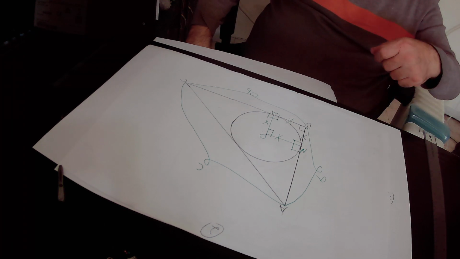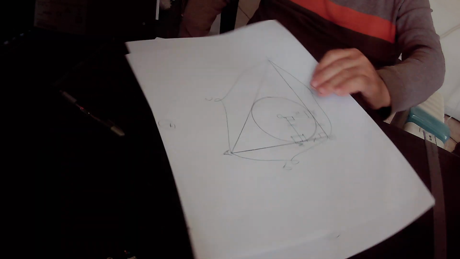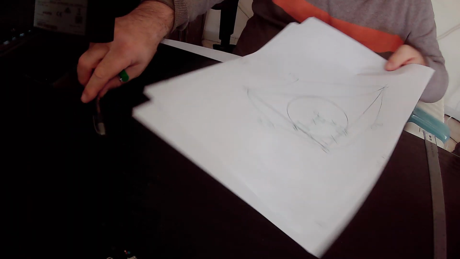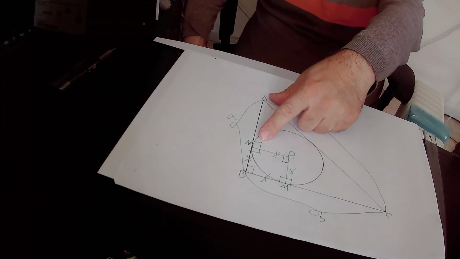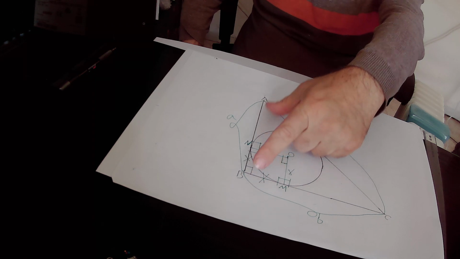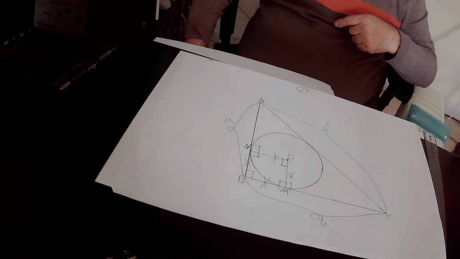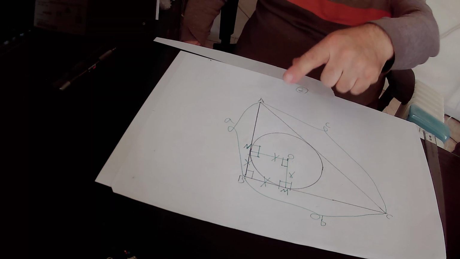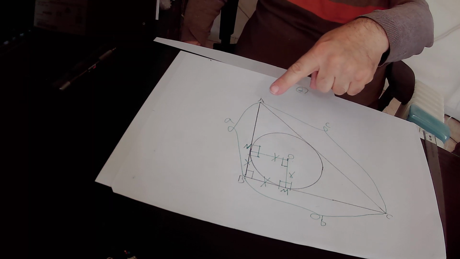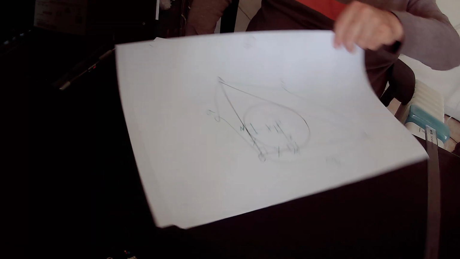What is the length of line segment AN? From the drawing, it is very easy to see that AN equals AB minus BN. Again, AB minus NB is AN. AB is a and NB is x, therefore AN equals a minus x.